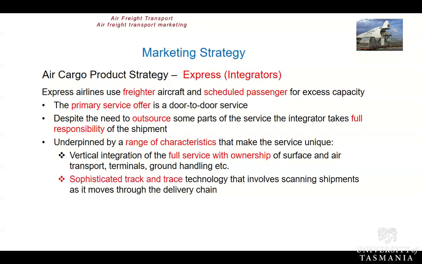They've got a high sophistication in technology, so highly sophisticated in how they track and trace their products. Each time the product is moving through the supply chain, it's being scanned, so it's pretty unique in that regard. And they also have automated sorting procedures which are pretty well unique to the integrator, utilising that hub and spoke type location.